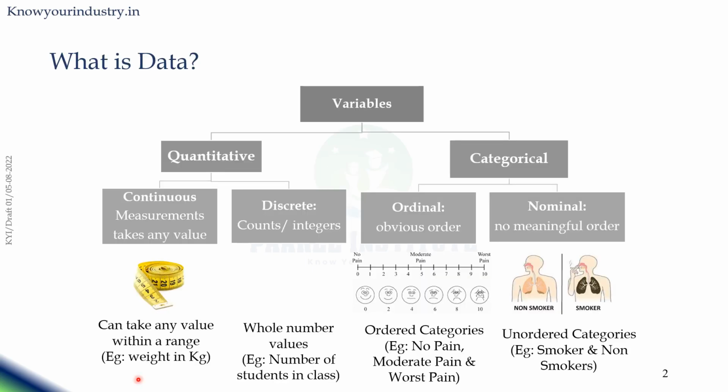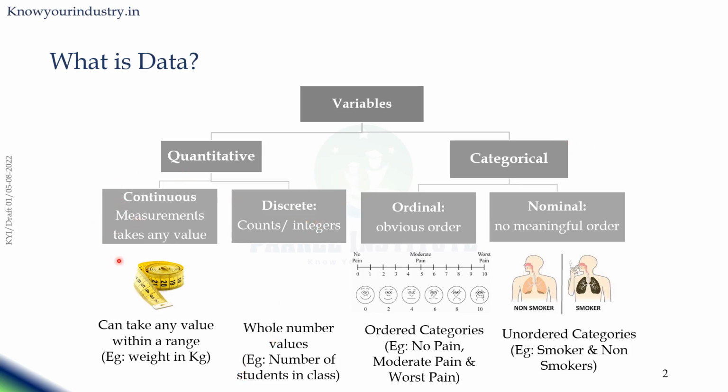For any kind of statistical analysis or data analysis, the basic requirement is the data. Without data, we can't do any analysis. The data can also be called variables. So the variables or the data can be classified into quantitative data and categorical data. The quantitative data can be further classified into continuous data and discrete data.